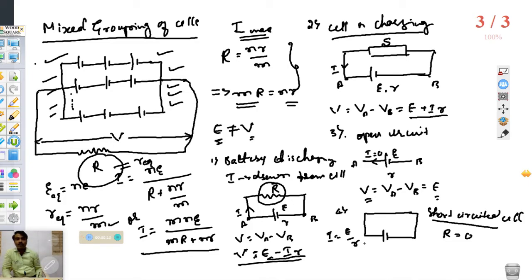In the previous slide I have shown this one: external resistance is 0, so I equals E by r. In such a case, V, which is VA minus VB, usually we write as E minus Ir, which is equal to 0. So the potential in the short circuit will be 0, because E minus Ir is equal to 0. It is only in the case of short circuit of the cell.